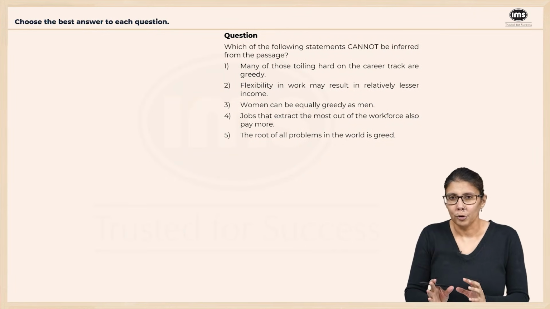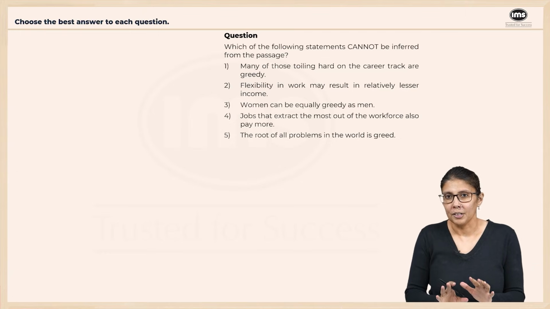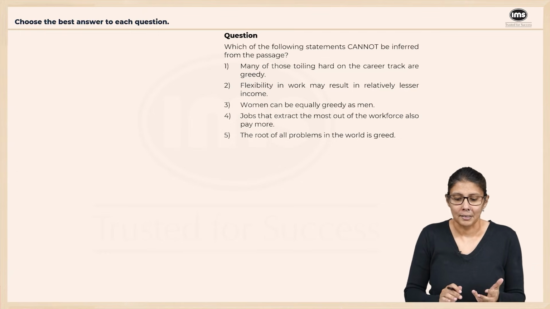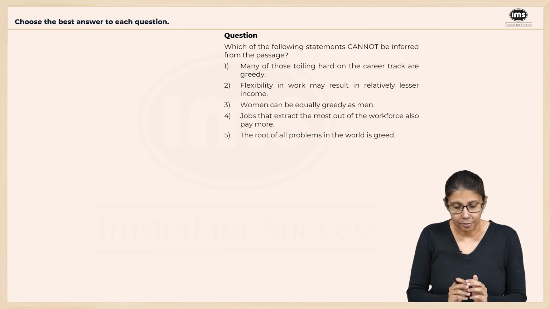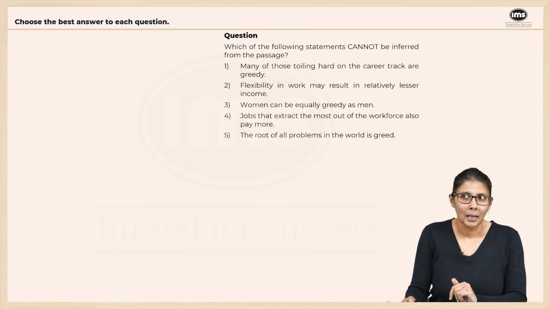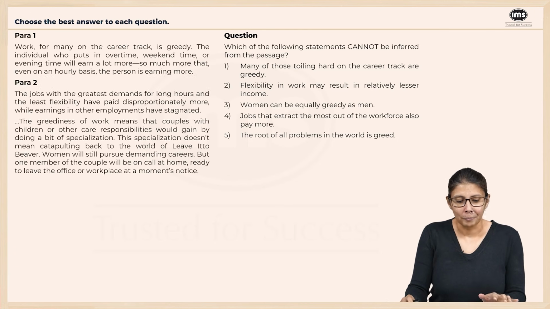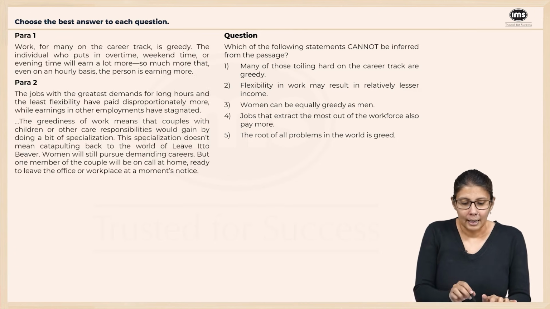I found that you could use common sense to work through the options here if you have generally understood the passage. But nevertheless, we will keep the text on the screen so that you can refer to it. The first option says, many of those toiling hard on the career track are greedy. Now, I know it seems like it's a pretty generalized statement, but we do have support for this. Look at para 1. It says work for many on the career track is greedy.